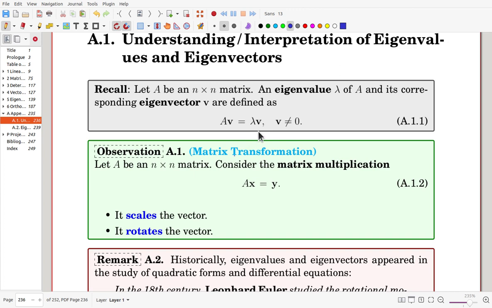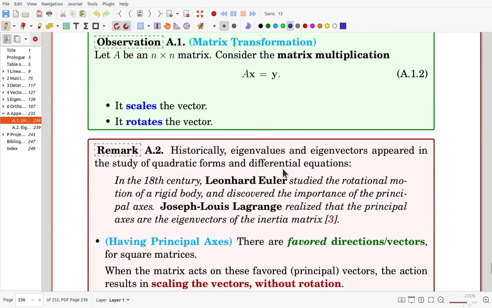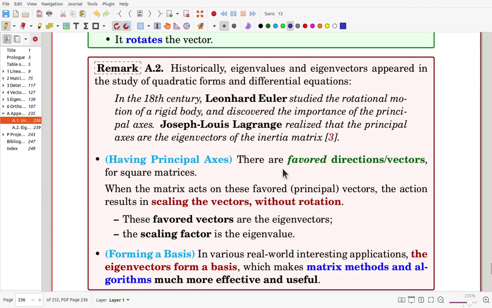Historically, eigenvalues and eigenvectors appeared in the study of quadratic forms and differential equations. In the 18th century, Euler studied the rotational motion of a rigid body and discovered the importance of the principal axis. Later, Lagrange realized that the principal axes were the eigenvectors of the inertial matrix.